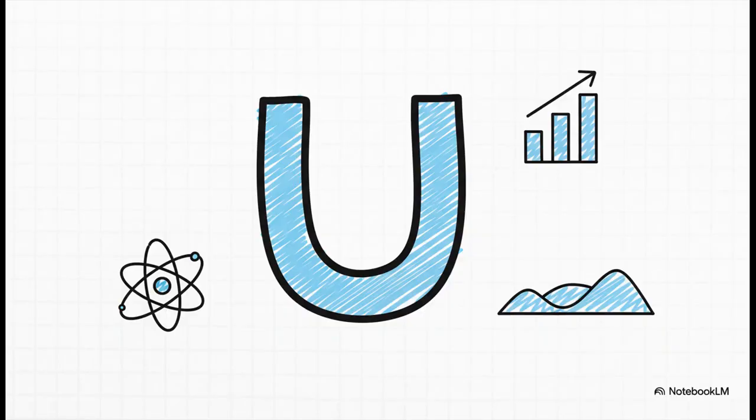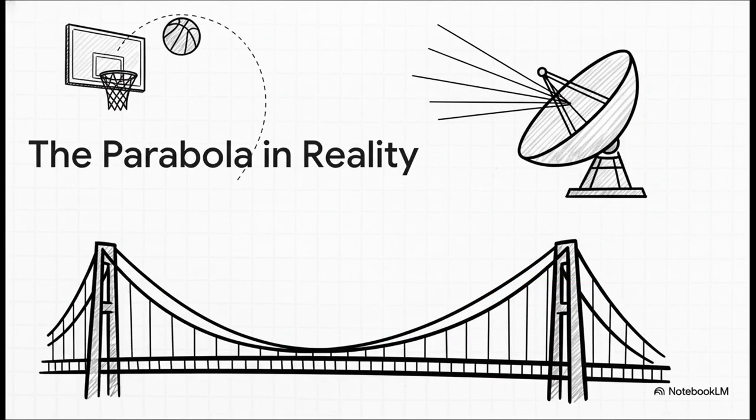Seriously, the universe seems kind of obsessed with this simple U shape. You see it in the laws of physics, you see it in financial charts. It's this fundamental pattern that's basically written right into the fabric of reality itself. And I'm talking about real-world stuff.